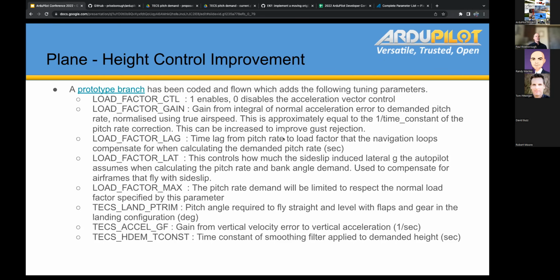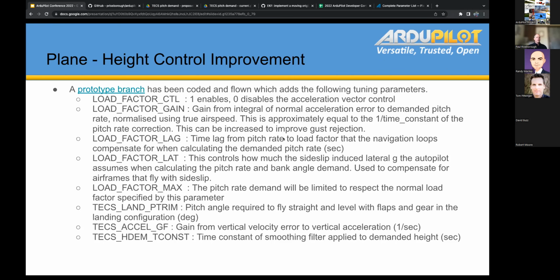So this just says if you've got a plane which is generating a lateral G when it turns, you can effectively factor that in when calculating the bank angle required. And then we can limit the load factor. And then there are some other miscellaneous parameters required. For example, I wanted to have the ability to run a different pitch angle during landing, in landing configuration, because when you lower flaps, the vehicle trims at a different pitch angle. And currently TECS doesn't take that into account.